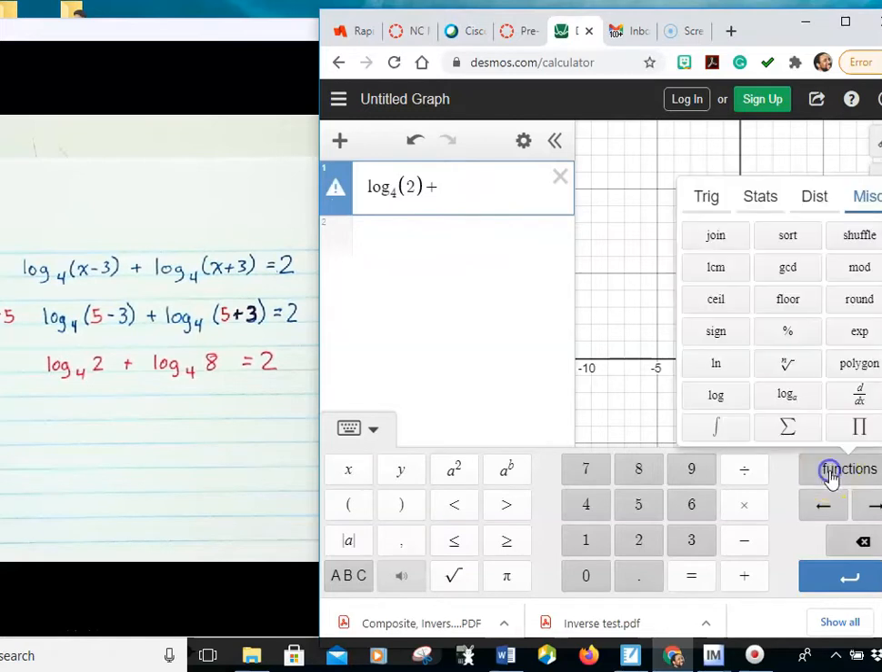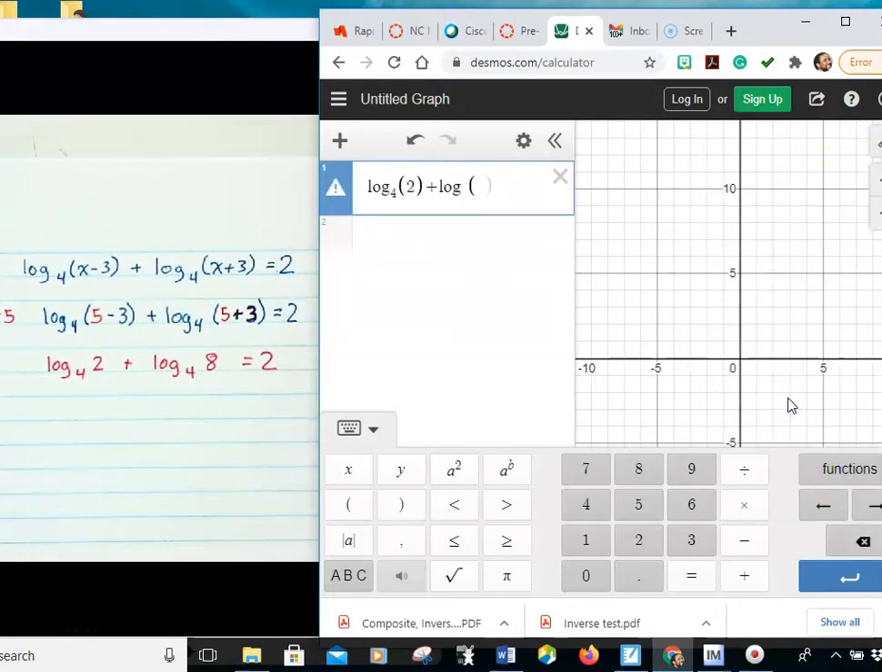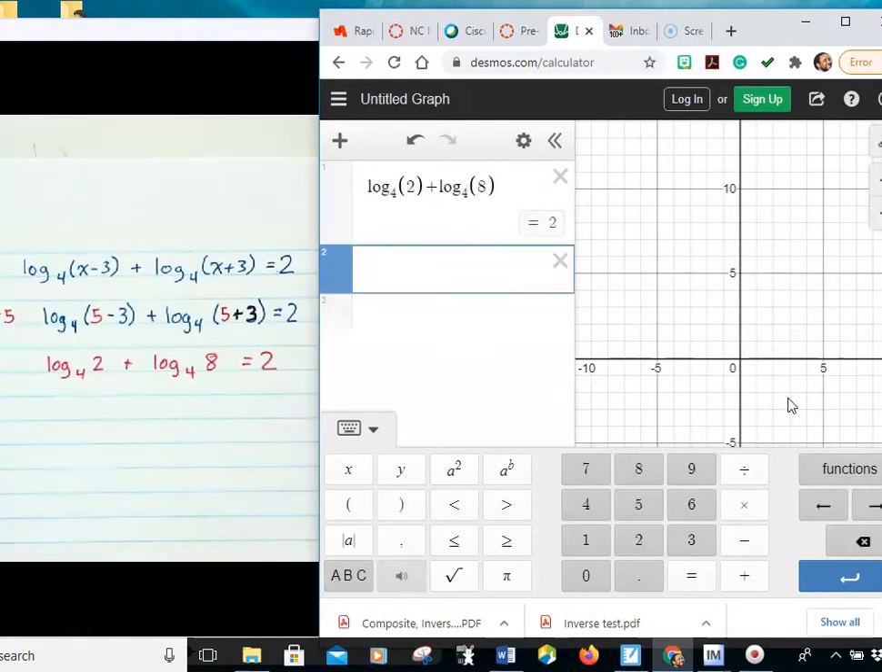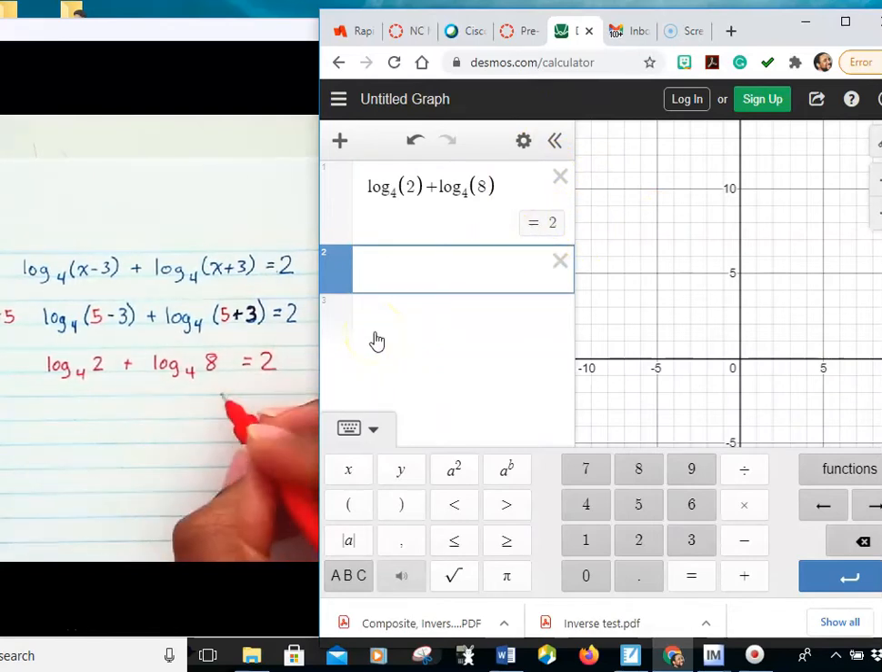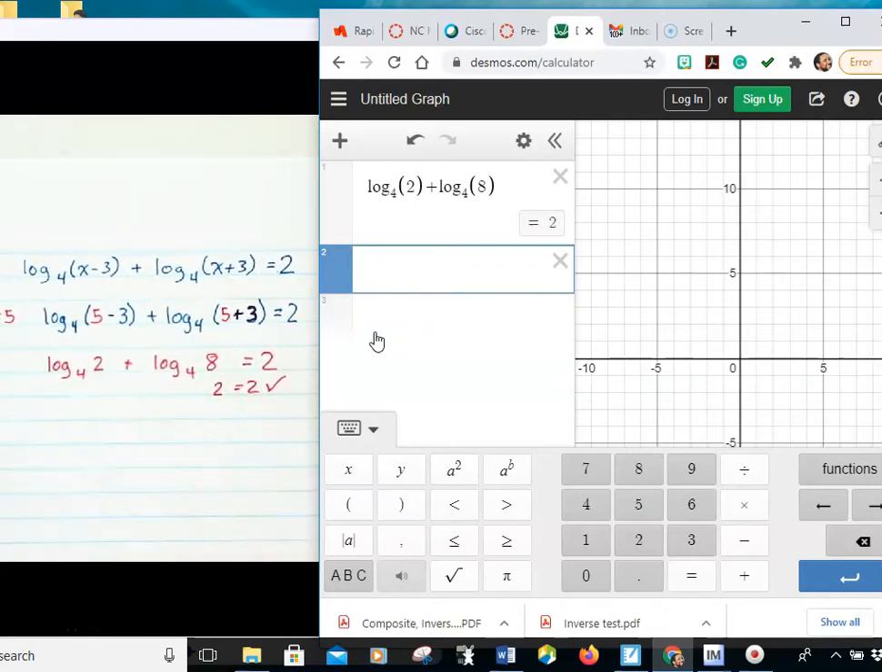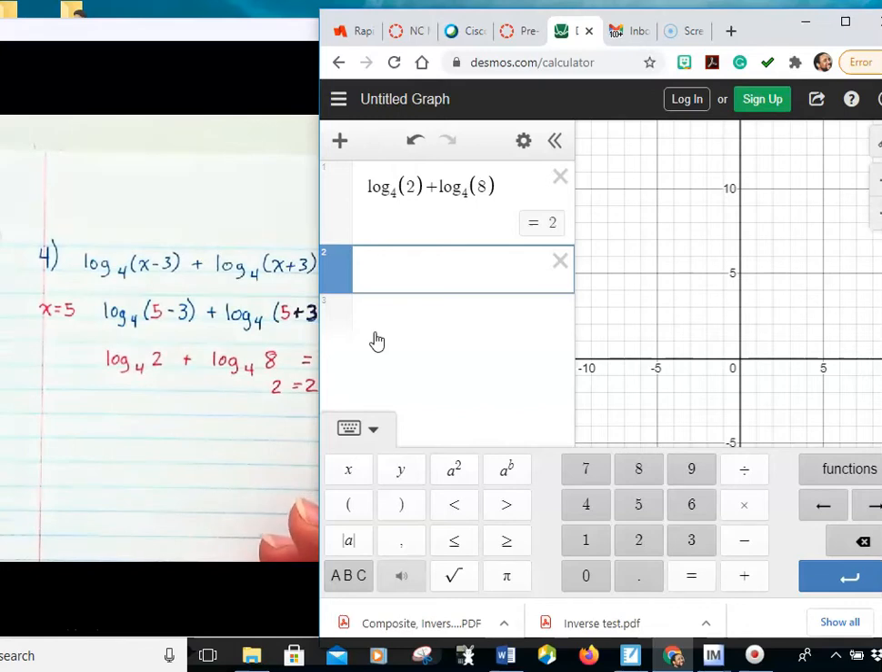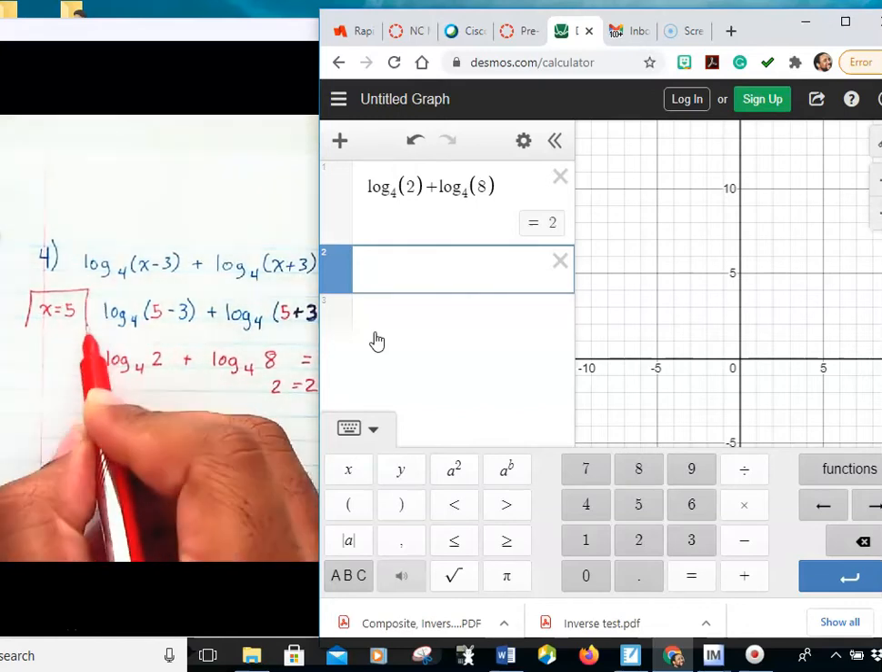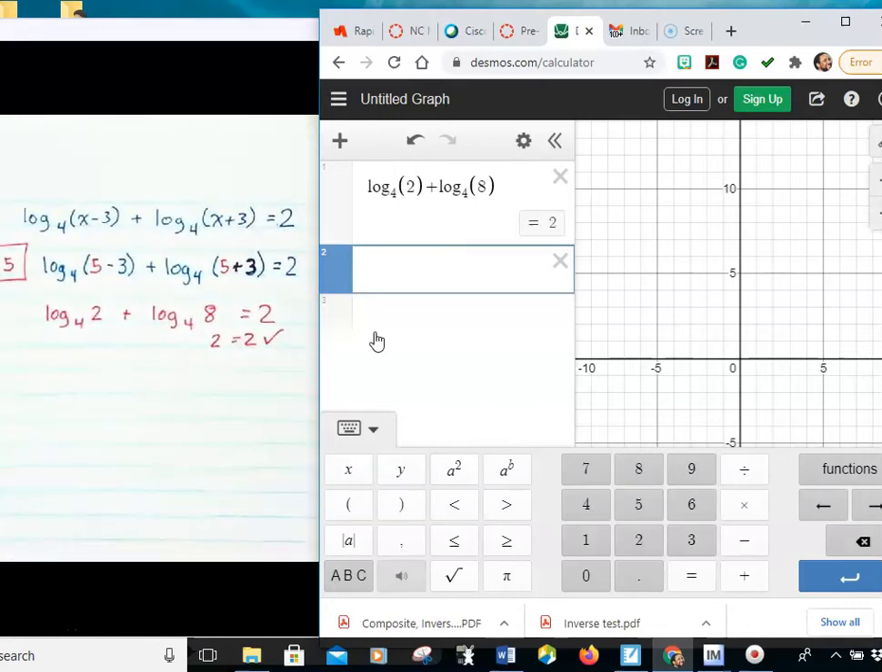We're going to do function again, miscellaneous. Got this part here. Base 4, and we have 8. And look at that, we get answer of 2. So here we get that 2 equals 2. So far, x equals 5 is one of our answers. So far, that's good. All right, so let's check -5 real quick and then see how we do that.